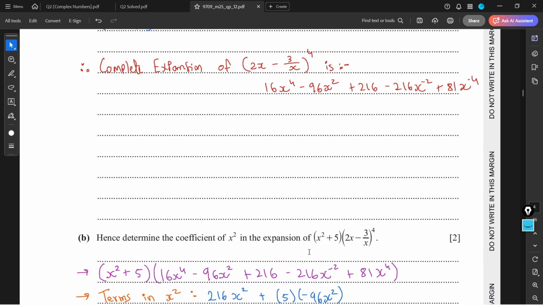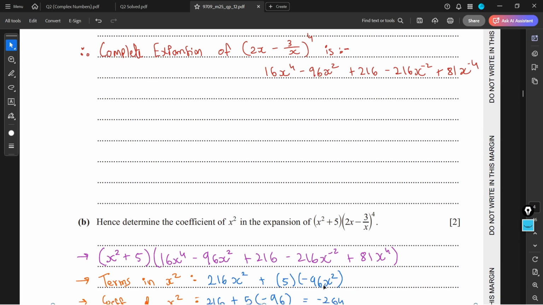Similarly, which term if I multiply my 5 with from this answer so that I can get an x square term? That is 5 into minus 96. And that is exactly what I have written over here. That is the second term in the x square.